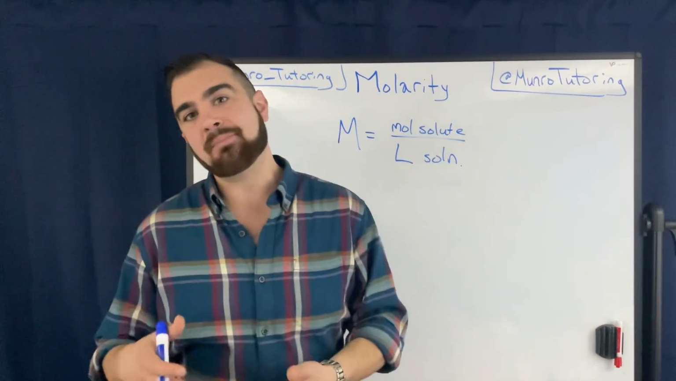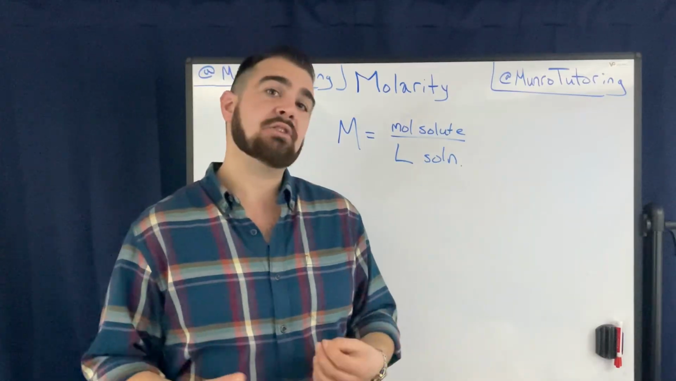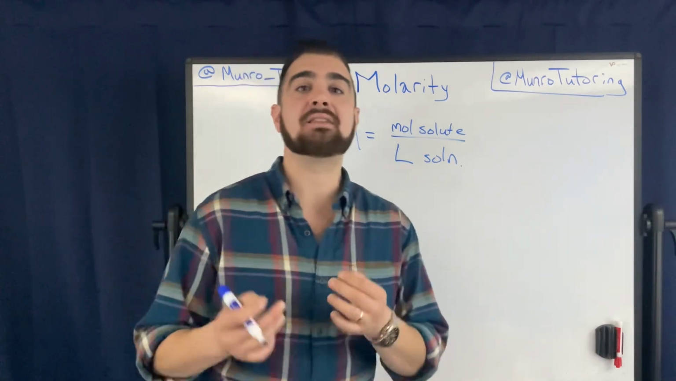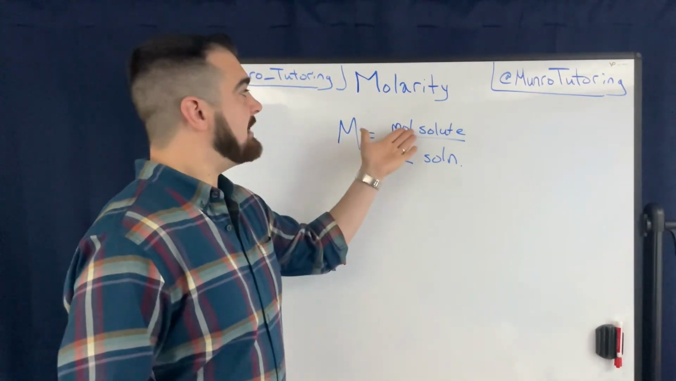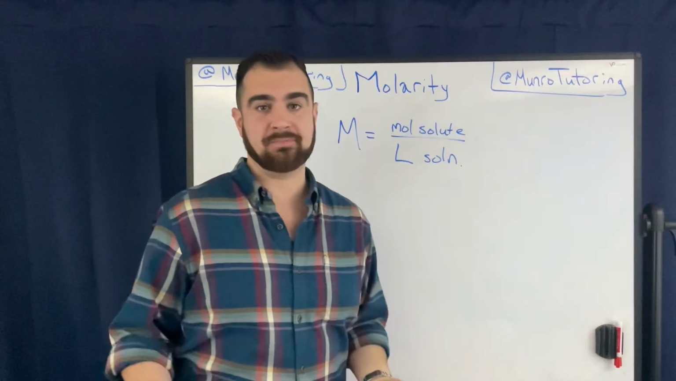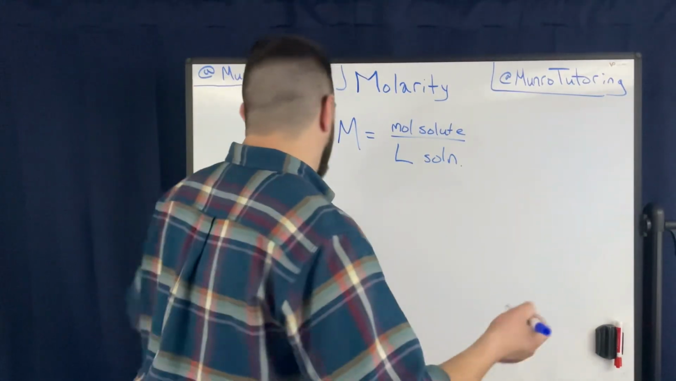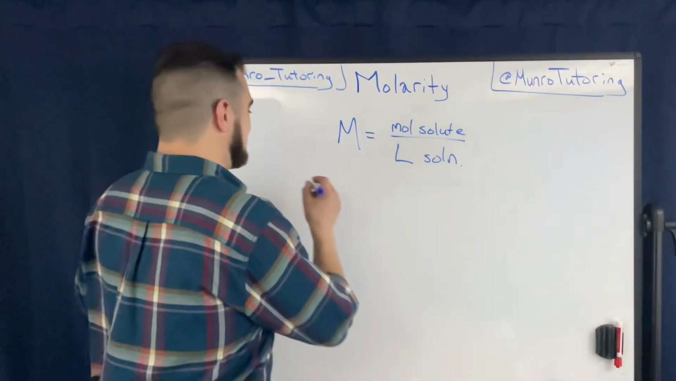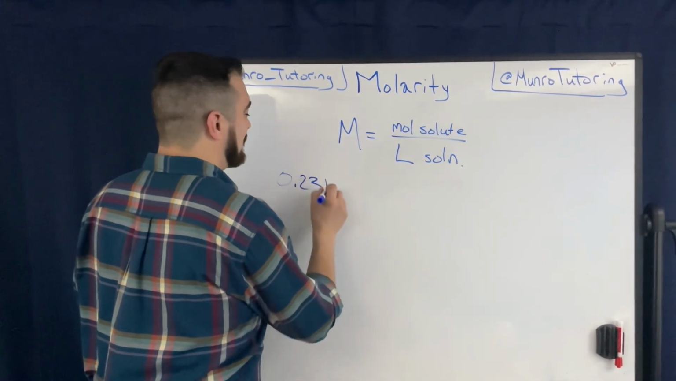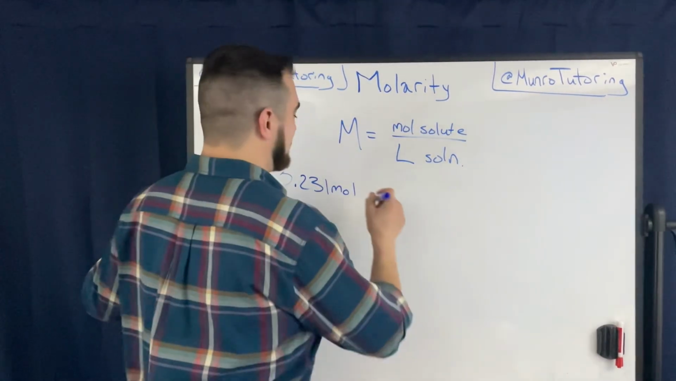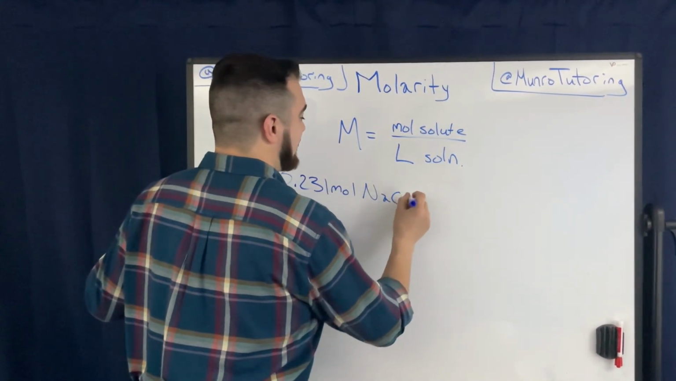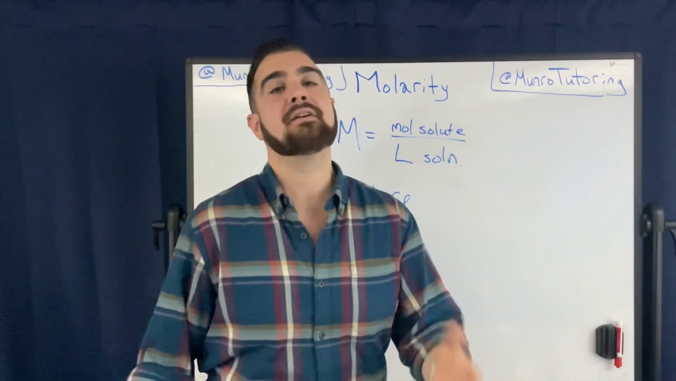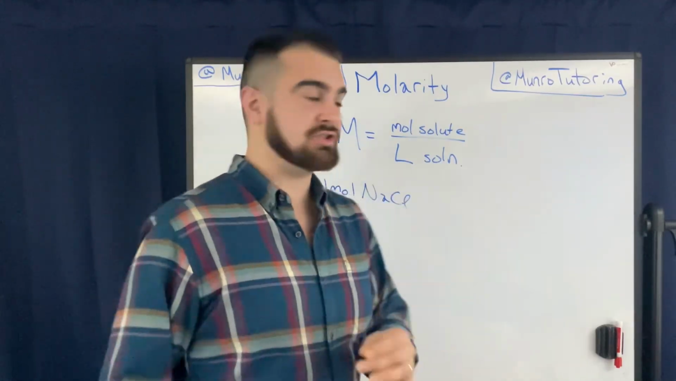If we take the example of salt and water, and we wanted to know the molarity of sodium chloride, which is table salt, in water, we would take the quantity of moles of sodium chloride and divide that by the liters of solution. So we can do a really easy problem. Let's say we had 0.231 moles of sodium chloride dissolved in enough water to make 500 milliliters of solution.